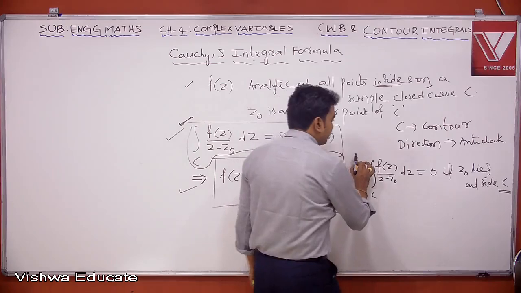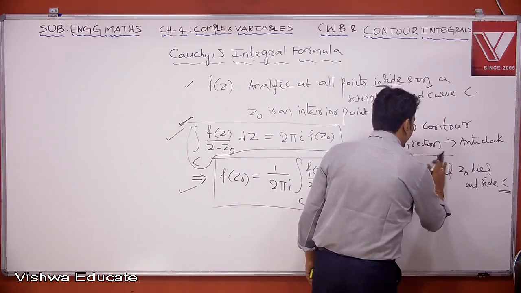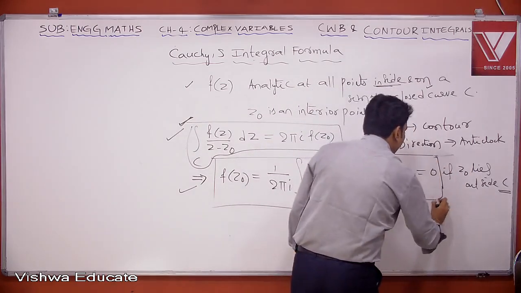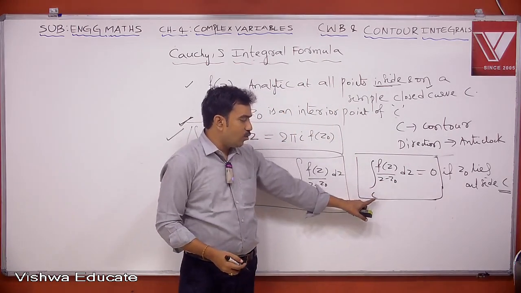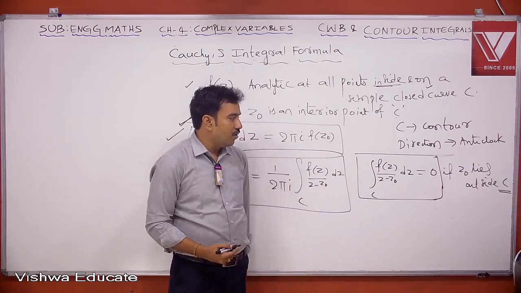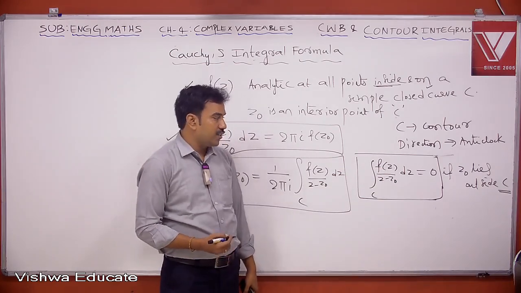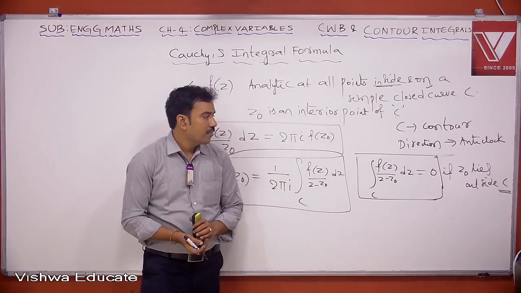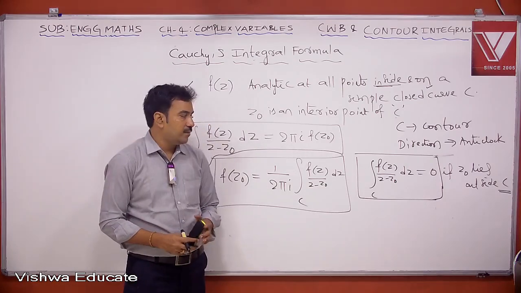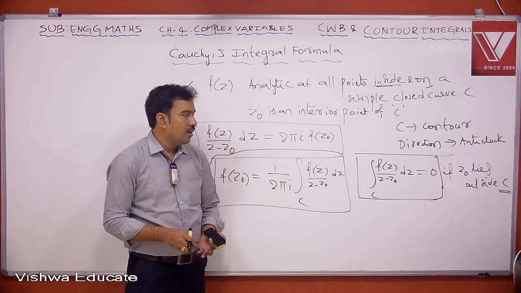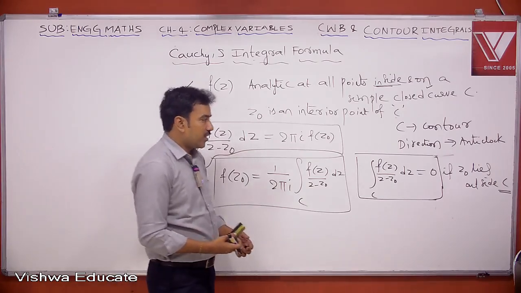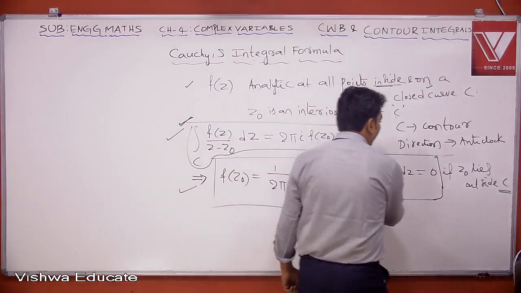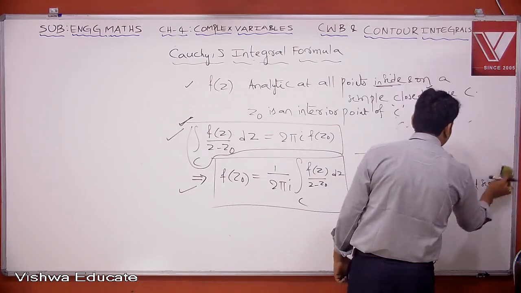Next, note this. Integral f of z by z minus z naught dz over C equals 0 if z naught lies outside C. Now let us discuss a few examples on simple contour integrals.